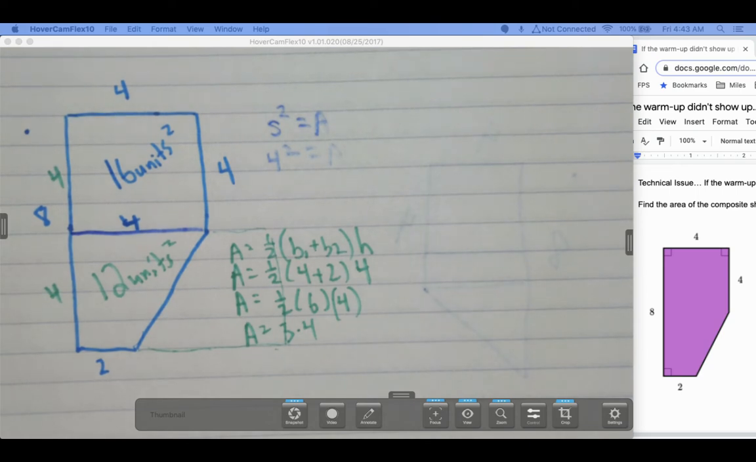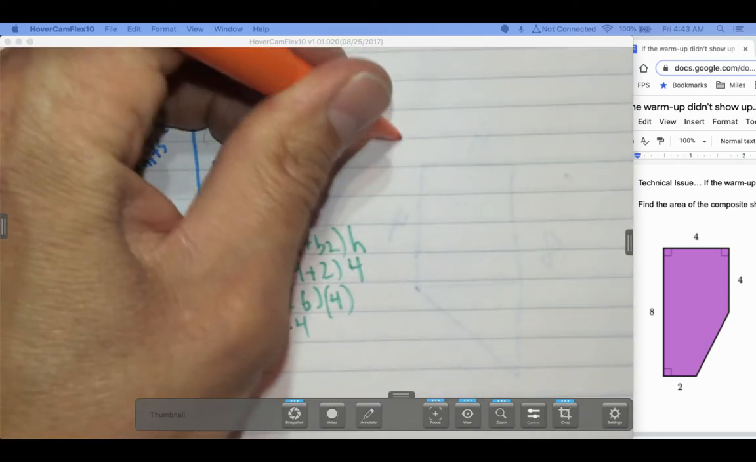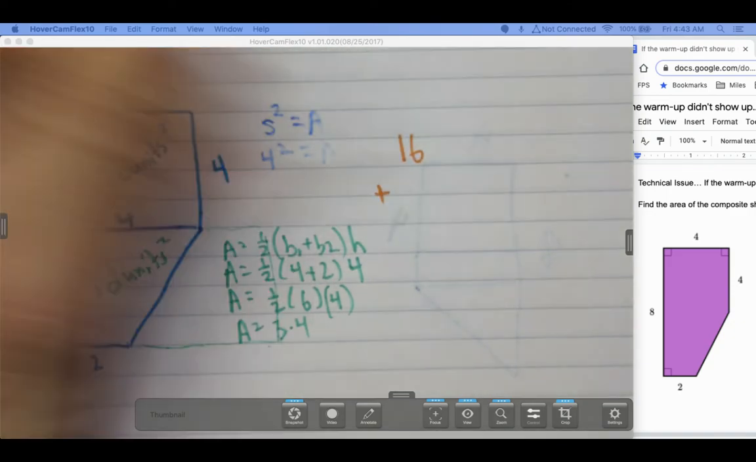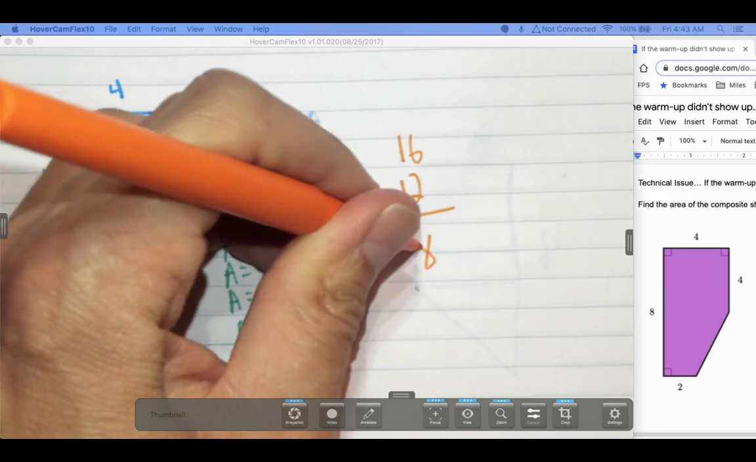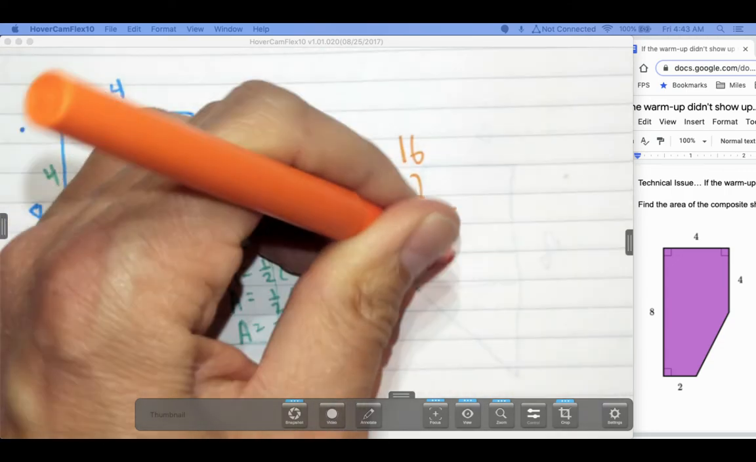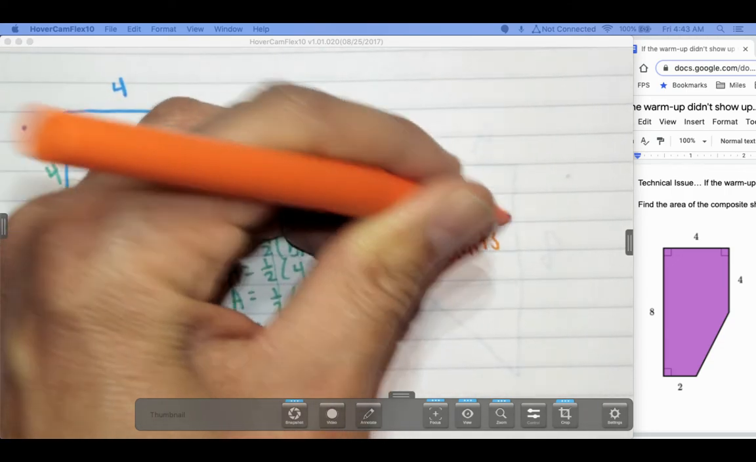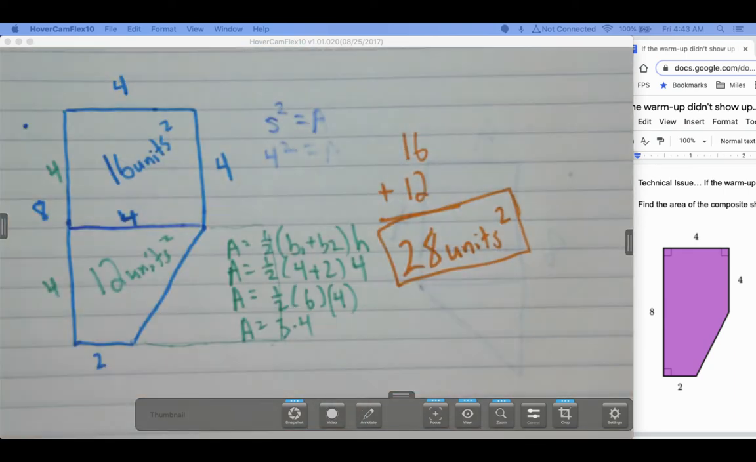My last thing that I have left to do is I need to take the square, the 16 units, and add the 12 units. When I add those two together, I'm going to get 28 units squared for the whole thing. And so that is the area of this composite shape. Try to find the area of the separate parts, and I add them together.